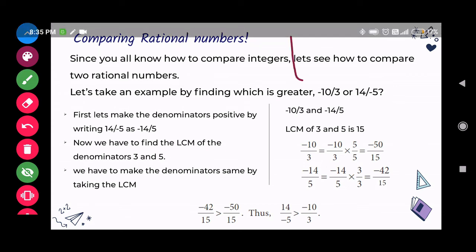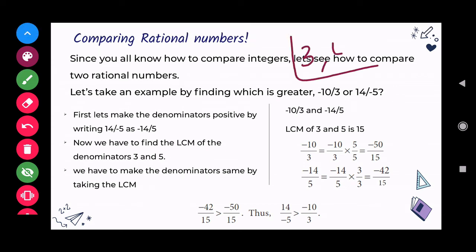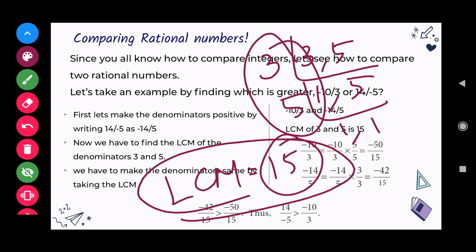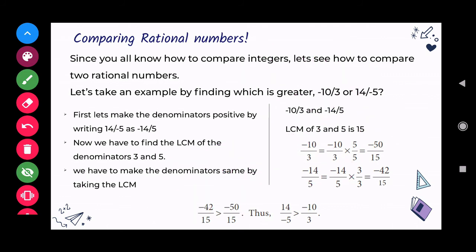You do something like this: 3 and 5. You multiply the first thing by 3, so 1 3s are 3 and 5 stays the same. Then you multiply by 5, 1 stays the same, 1 5s are 5, so 3 into 5 is 15. So the LCM of 3 and 5 is 15.